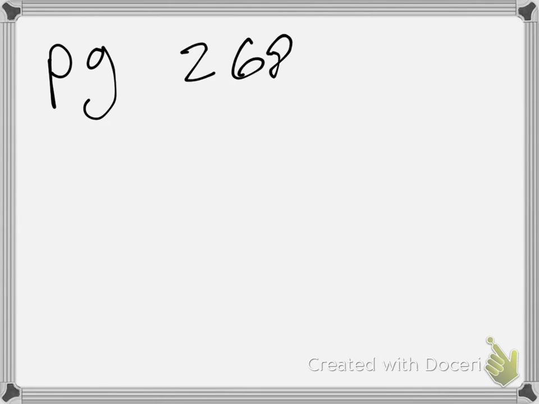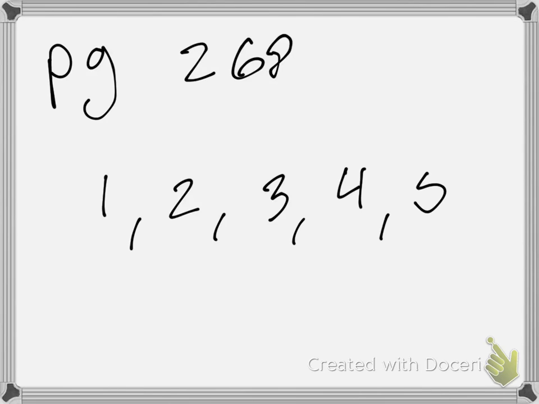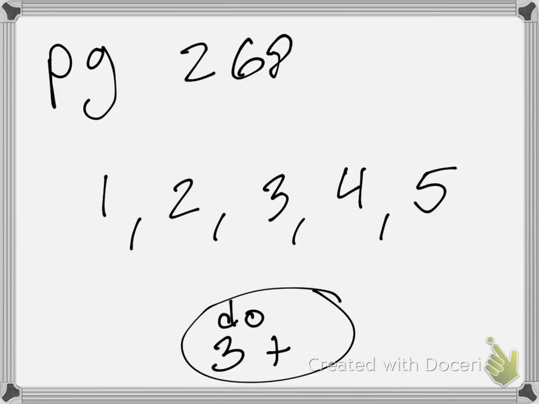What I want you guys to do is go to page 268 in your book, and I want you to pick 3 of the problems. We've got 1, 2, 3, 4, 5, and I want you to do 3 total problems. Any ones you want. When you solve this, write it as both an improper fraction and a mixed number if it comes up.